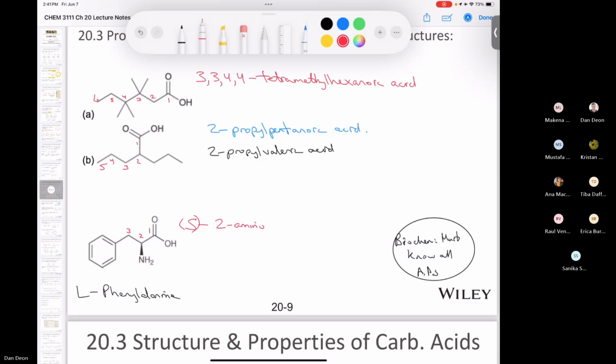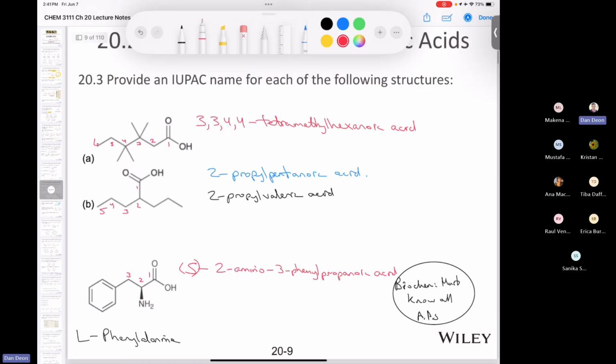2-amino, 3-phenyl propanoic acid. Or you could call it 2-amino 3-phenyl propionic acid. Either one is fine. All right. So that's naming just carboxylic acids.